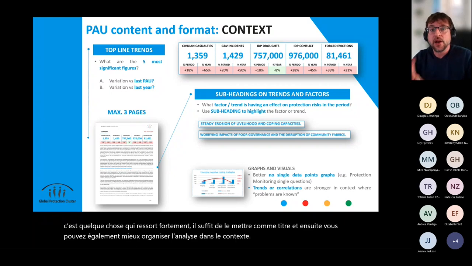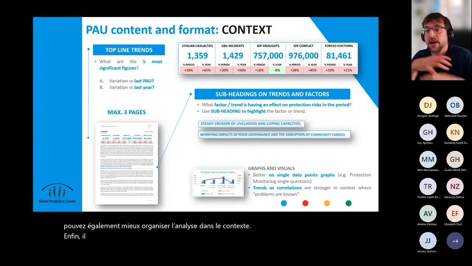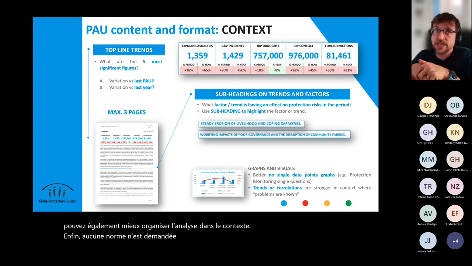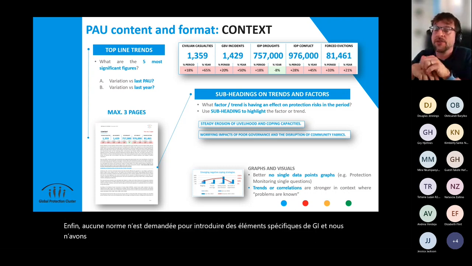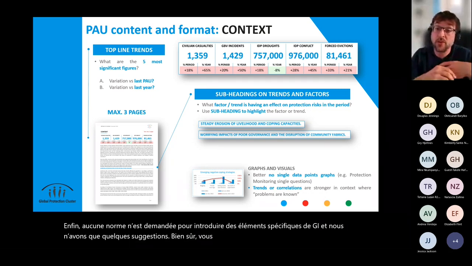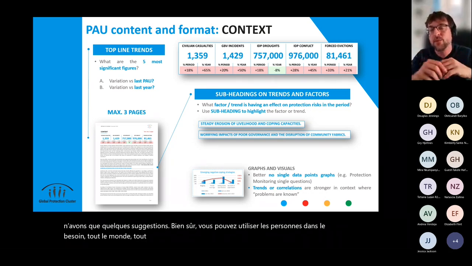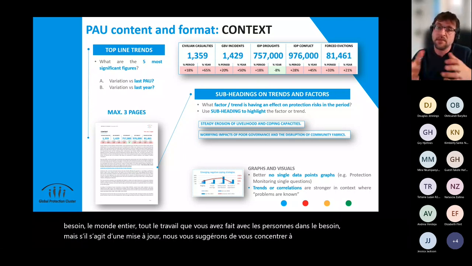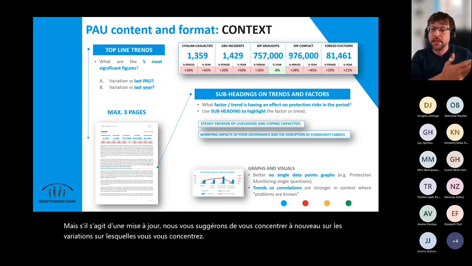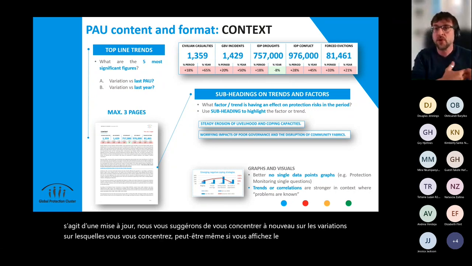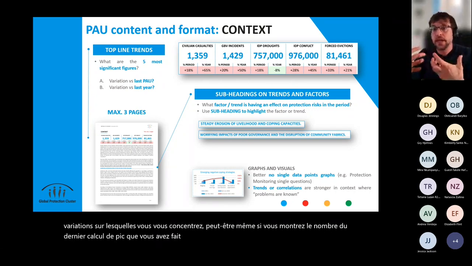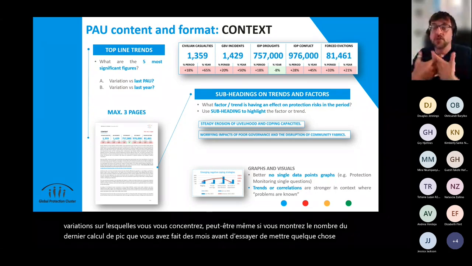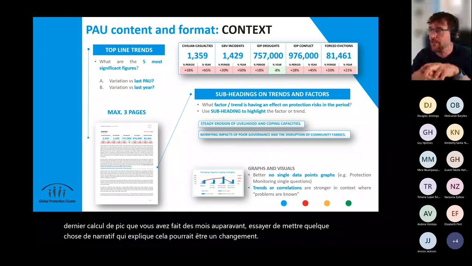Lastly, there are no standard requests to introduce specific IAM elements. We have just a couple of suggestions. Of course, you can use the work you've been doing with the people in need. But if it's an update, we suggest that, again, you focus on variations. Even if you show the number of the last PIN calculation you did months before, try to put something narrative that explains that there might be a change. Don't just present the data itself.